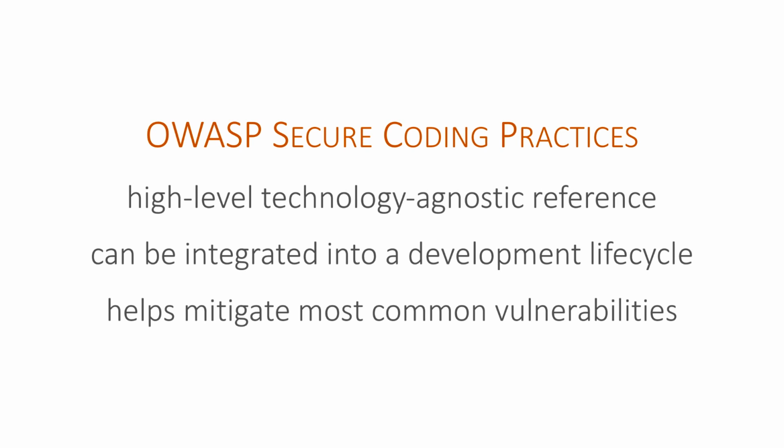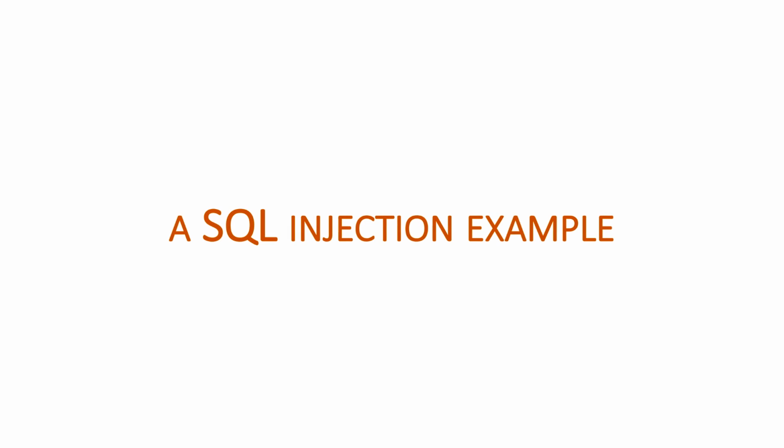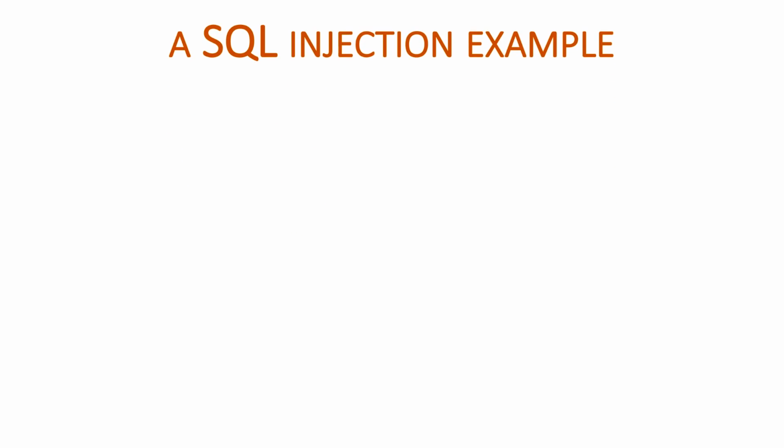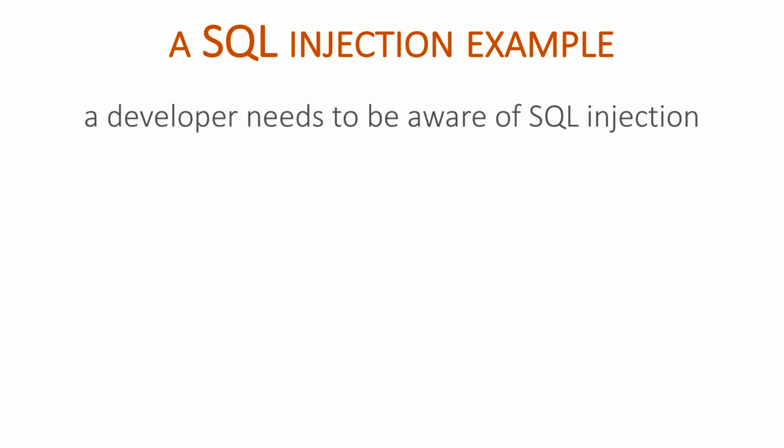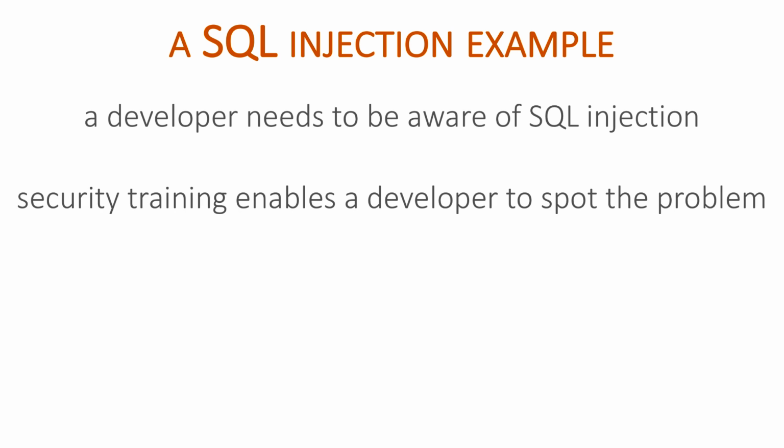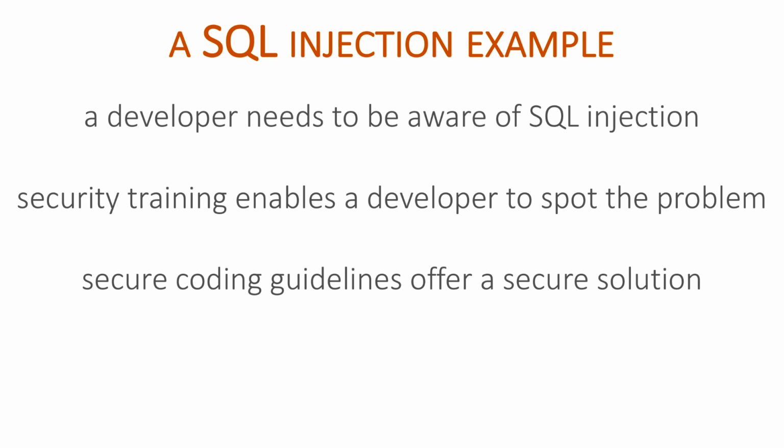Before we go on, we will put all of this into perspective with an example. We will use SQL injection, which will be covered later in a lot more detail. For now, you should know that a SQL injection vulnerability occurs when a SQL query is constructed with untrusted data. If a developer is unaware of this problem, the application is likely to be vulnerable. However, having a security foundation enables a developer to spot the dangerous pattern. The secure coding guidelines prescribe the proper way to construct a SQL query with user input. As a result, the application will be more secure from the beginning.